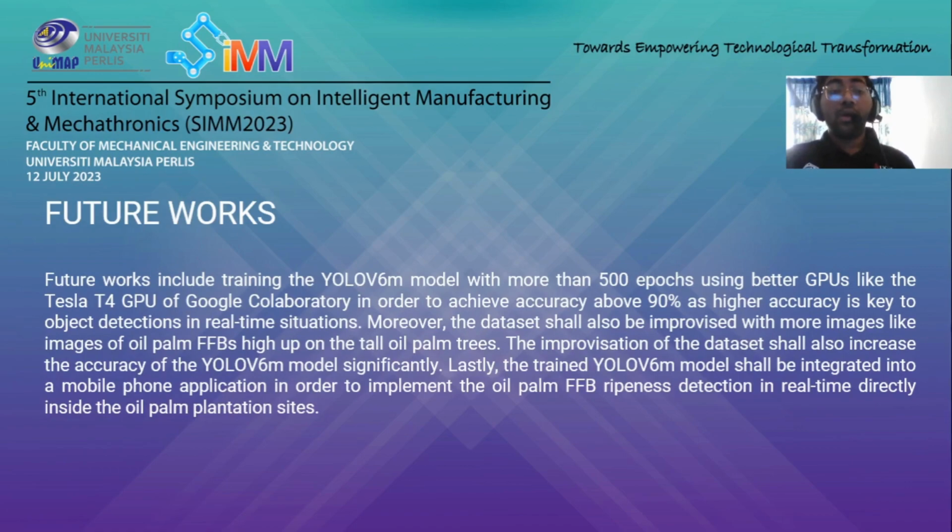Alright, moving on, future works. In case of future works, we would like to include training the YOLOv6m model with more than 500 epochs using better GPUs like the Tesla T4 GPU of Google Colaboratory in order to achieve accuracy above 90%, as higher accuracy is key to object detections in real-time situations. Moreover, the dataset shall also be improvised with more images like images of oil palm FFBs high up on the tall oil palm trees. The improvisation of the dataset shall also increase the accuracy of the YOLOv6m model significantly.